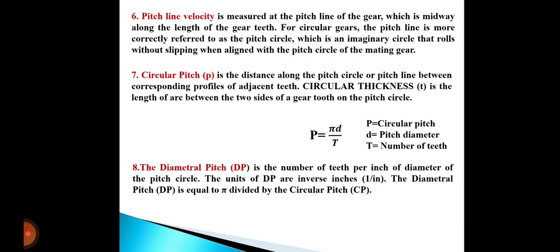Now, the diametral pitch, called dP. dP is the number of teeth per inch of diameter of the pitch circle. The unit of dP is inverse inch, that is 1 by inch. So, the diametral pitch dP is equal to pi divided by the circular pitch. That is, dP equals T by d.